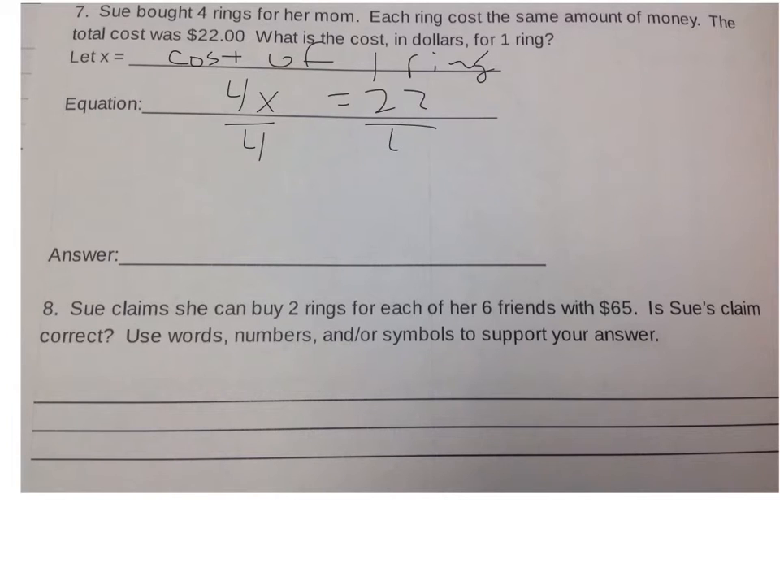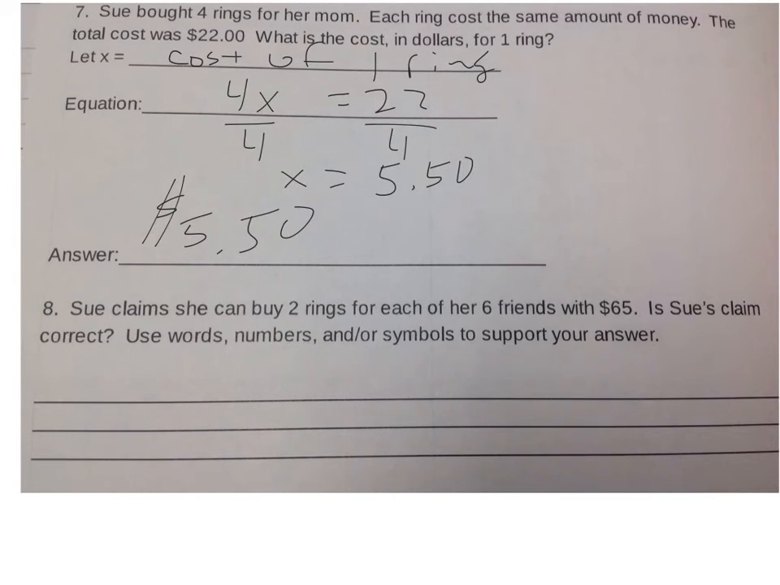Divide by 4, divided by 4. When you do that, 22 divided by 4 is going to be $5.50. So at this point, we're going to go ahead and do number 8. You can put $5.50 right here.